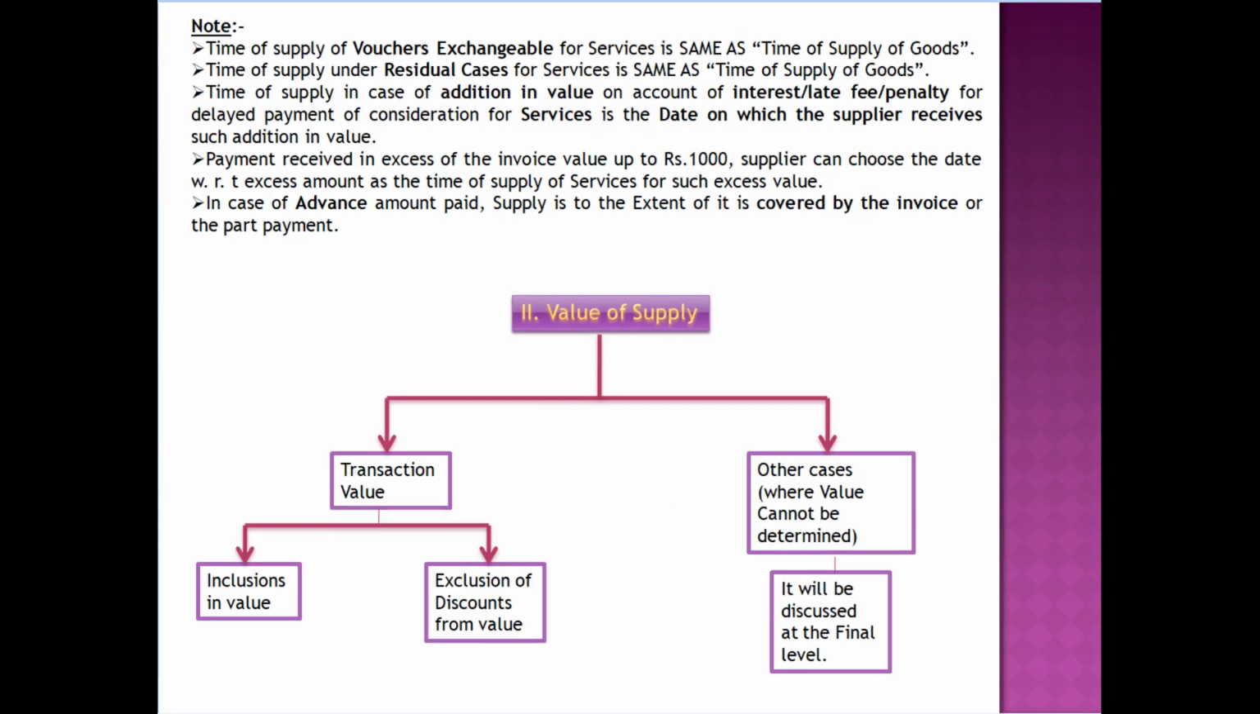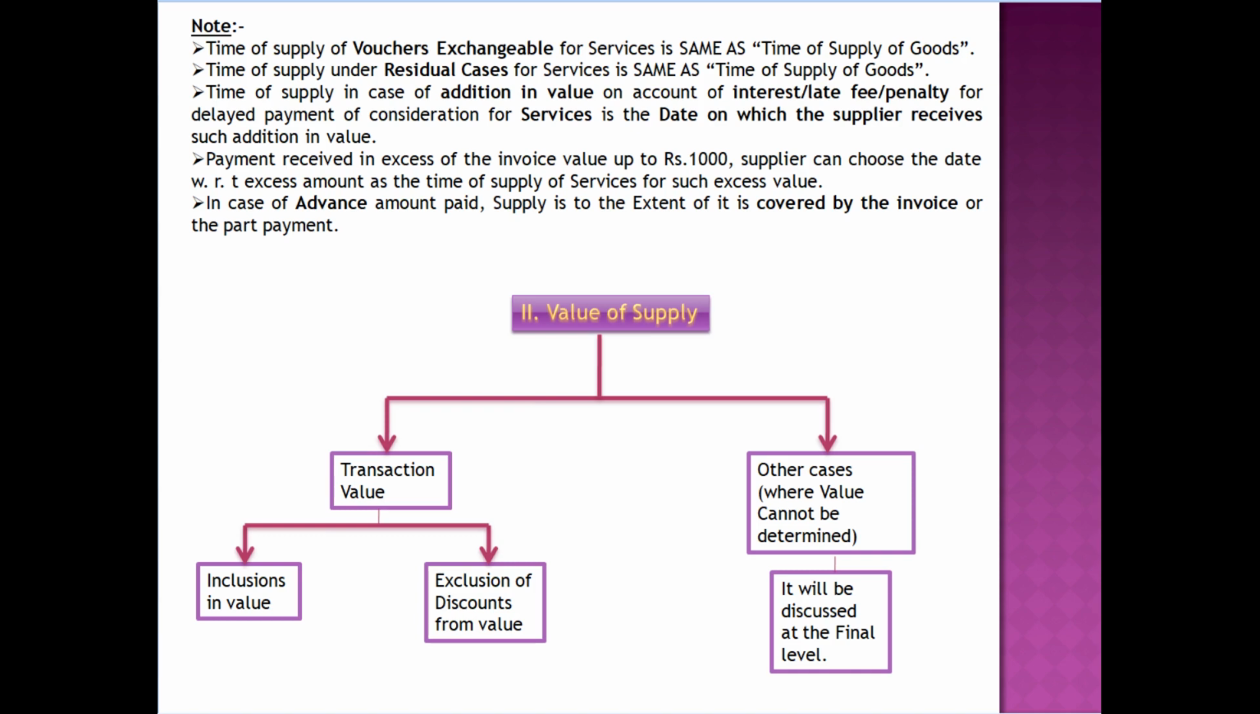And we have some important points under the note, that is vouchers exchangeable. The time of supply in case of services will be the date of issuance of voucher if the supply is identifiable, or the date of redemption of voucher if the supply is not identifiable, which is the same as in case of goods. And the second point is, in case of residual cases, the time of supply of services is the same as the time of supply of goods, which is the date on which the periodical return is filed or the date on which GST is paid.